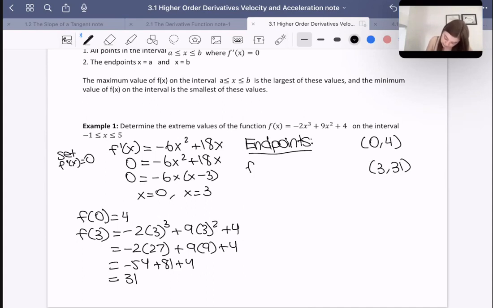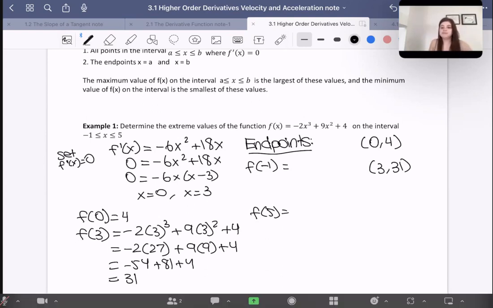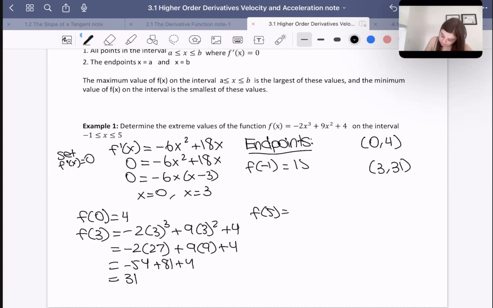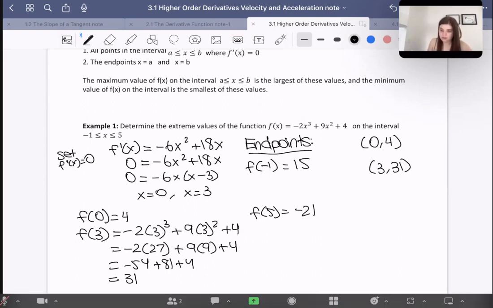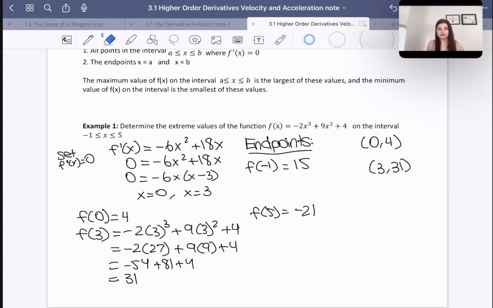So let's find out what f of negative 1 is equal to, and also what f of 5 is equal to. So actually, you know what? I'm sure we know how to do that. f of negative 1 is 15. f of 5 is negative 21, right? Same way that we figured out f of 3, just plugging that in, I'm sure is something we all know how to do by this point, I would hope. So there we go.